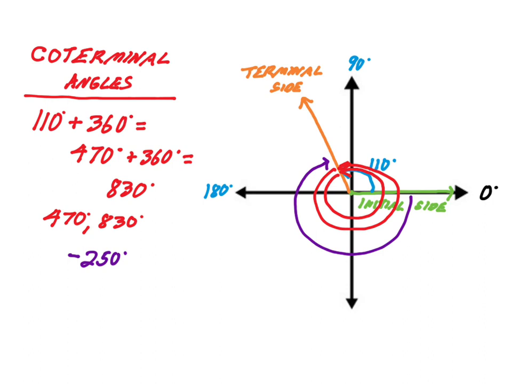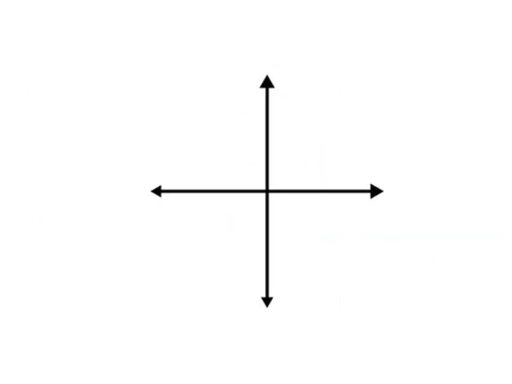So, let's take a look at one last example. And let's say you have a 200-degree angle. Now what I want you to do is pause the video, and I want you to draw the XY axis, and I want you to draw in the terminal side for 200 degrees. Then I want you to find one positive and one negative angle that are coterminal to 200 degrees. Pause the video now, and I'll be back with the results in just a moment.